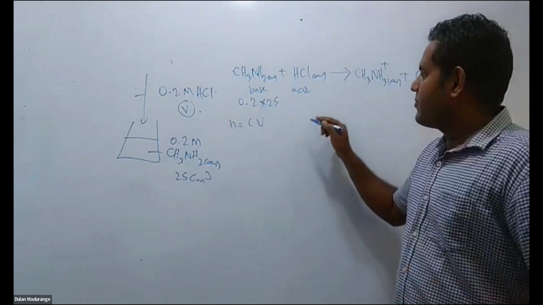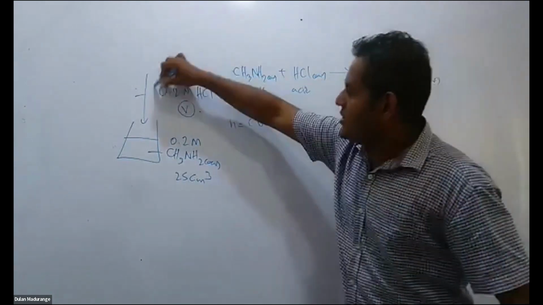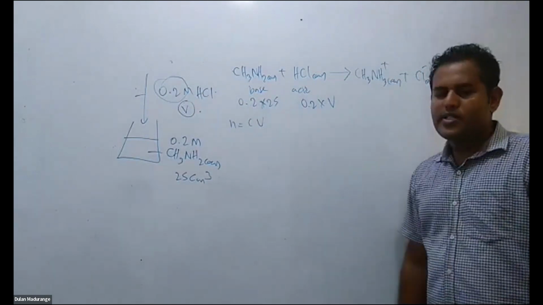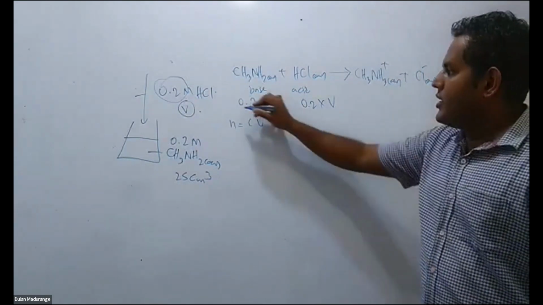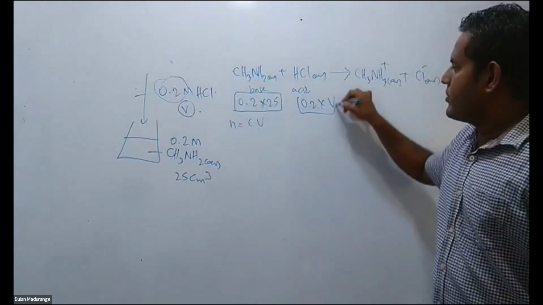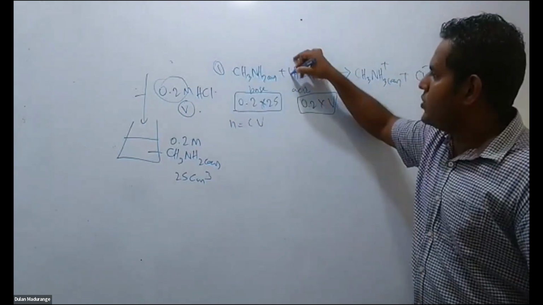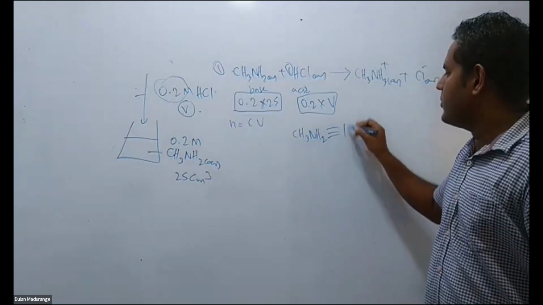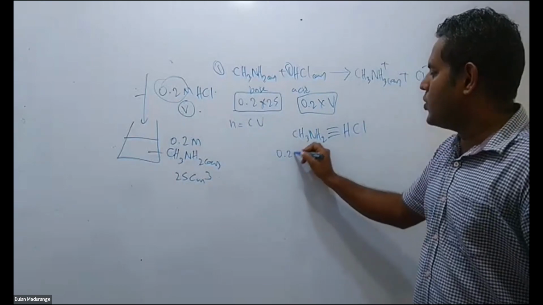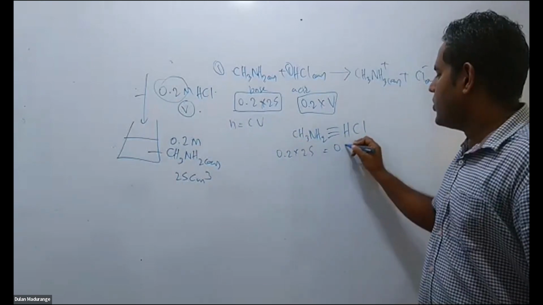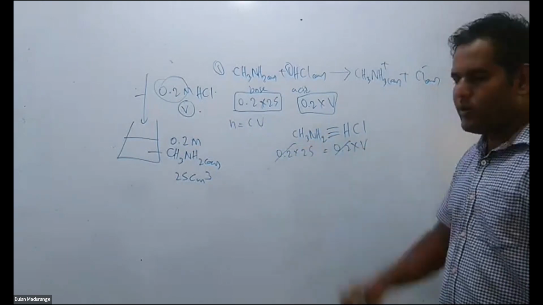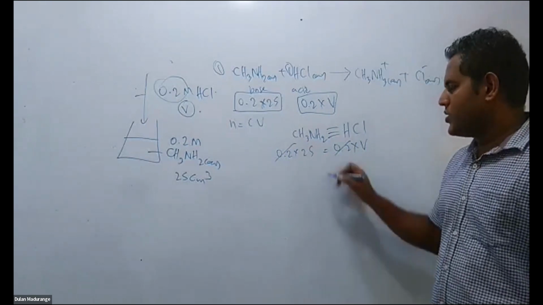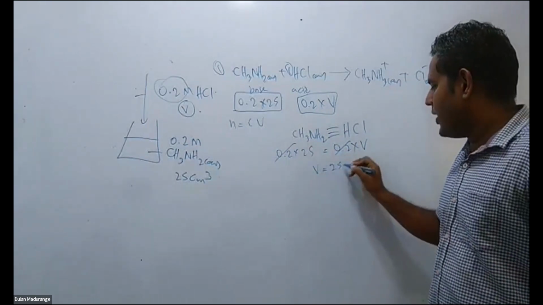n equal to Cv. Then for HCl, this is 0.2 into V. Concentration into volume, concentration into volume. So since the stoichiometric ratio is 1:1, we have to say the moles of methylamine is equal to the moles of HCl. So here 0.2 into 25 is equal to 0.2 into V. 0.2 is cancelled. The equivalence point is 25. So the volume at the equivalence point is 25 cubic centimeters.